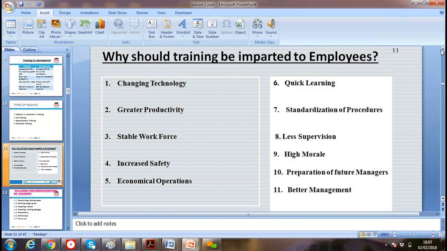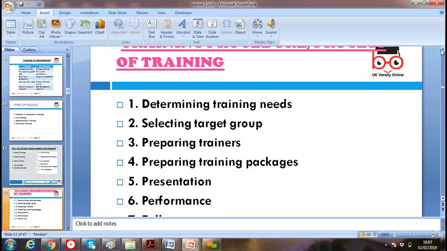So why is training important to implement? We need to look at the changes of technology, greater productivity, a stable workforce, increased safety, economical operation, quick learning, and standardization, so we can build high morale of employees, prepare future managers, and achieve better management. So we always need to look around. We measure the needs of the training, we select the target group to whom we need to provide the training, and we prepare the trainer. Who will give the training? If we don't have a trainer, we need to train them.